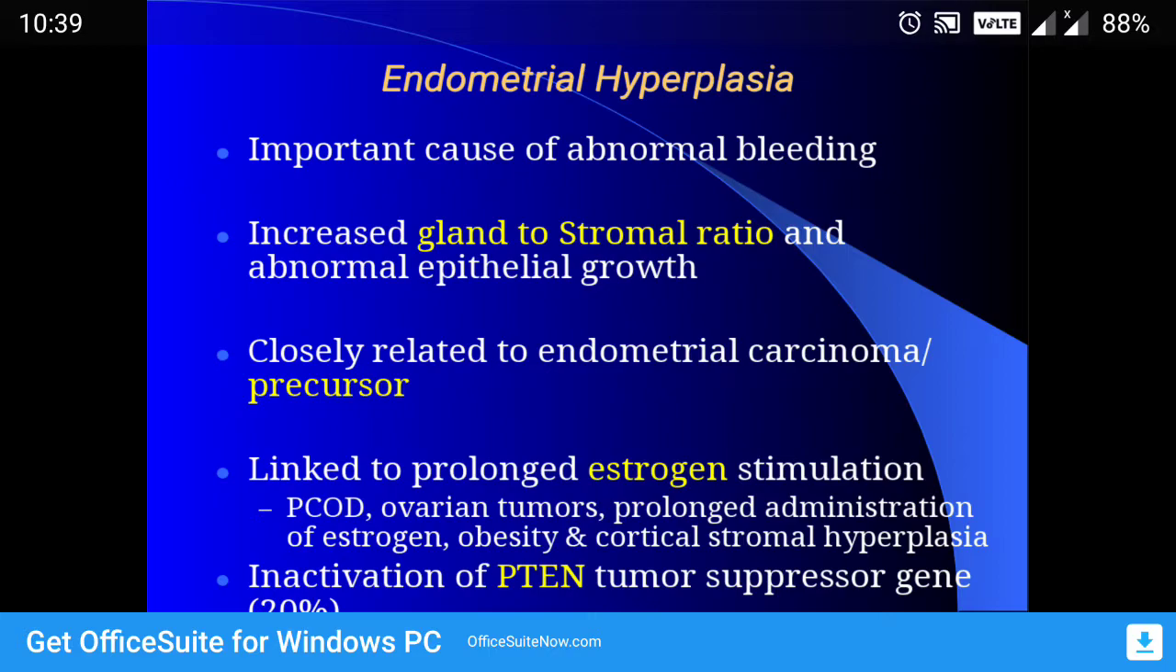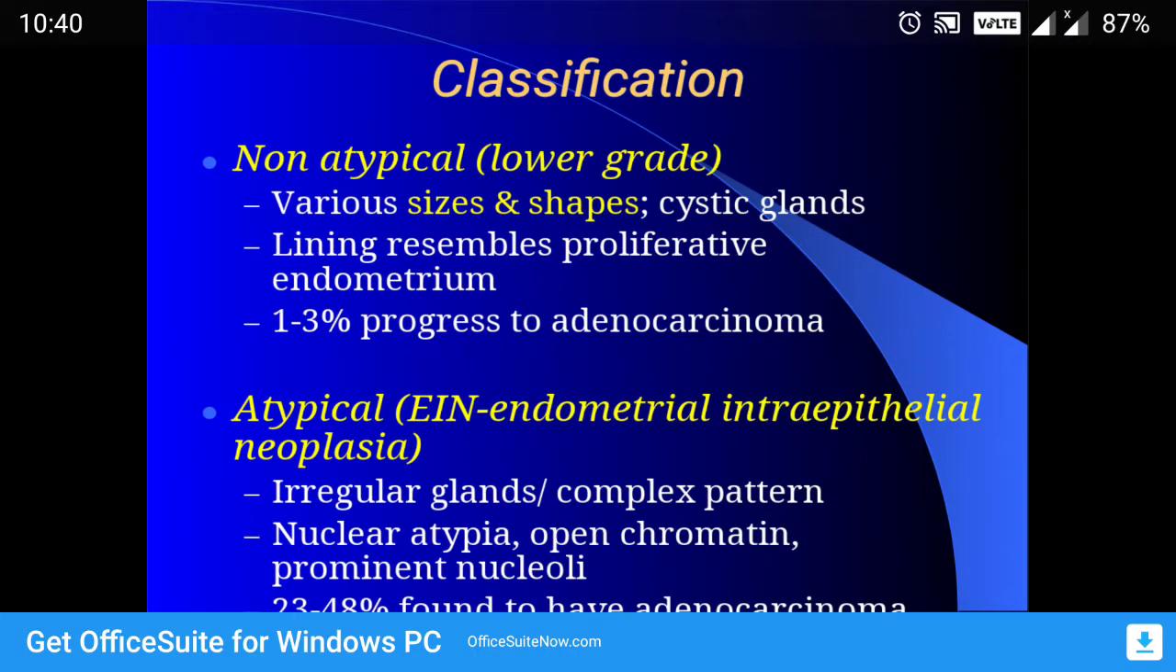it is considered a precursor for endometrial carcinoma. So that's why it is an important lesion. It is a precursor for endometrial carcinoma, and it is linked to prolonged estrogen stimulation. Okay, any condition leading to prolonged exposure of a woman to estrogen, whether reproductive aged or even postmenopausal. Okay. So conditions like PCOD, ovarian tumors producing estrogen, estrogen being taken as tablets for a prolonged duration, and obesity are some of the common causes of endometrial hyperplasia.